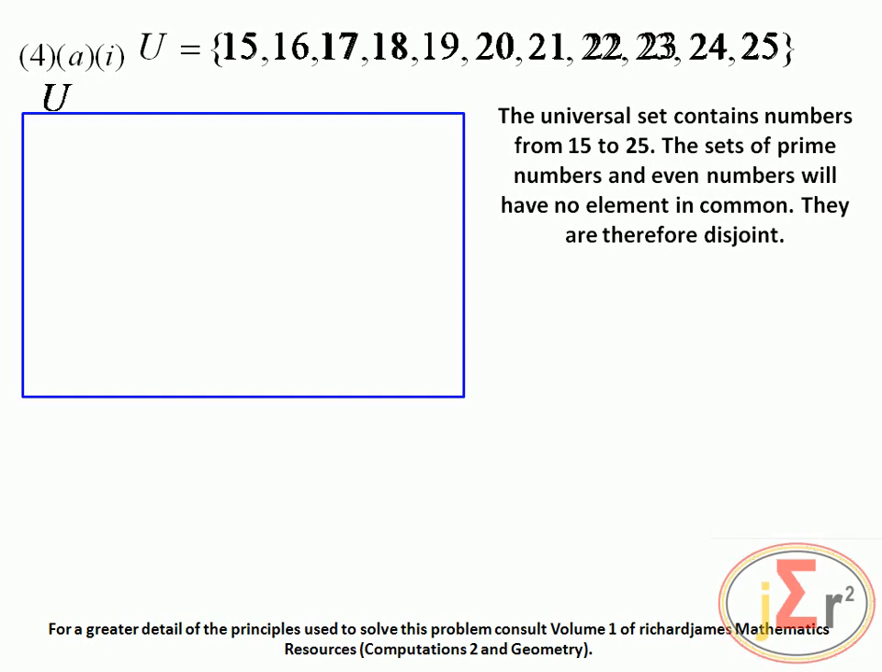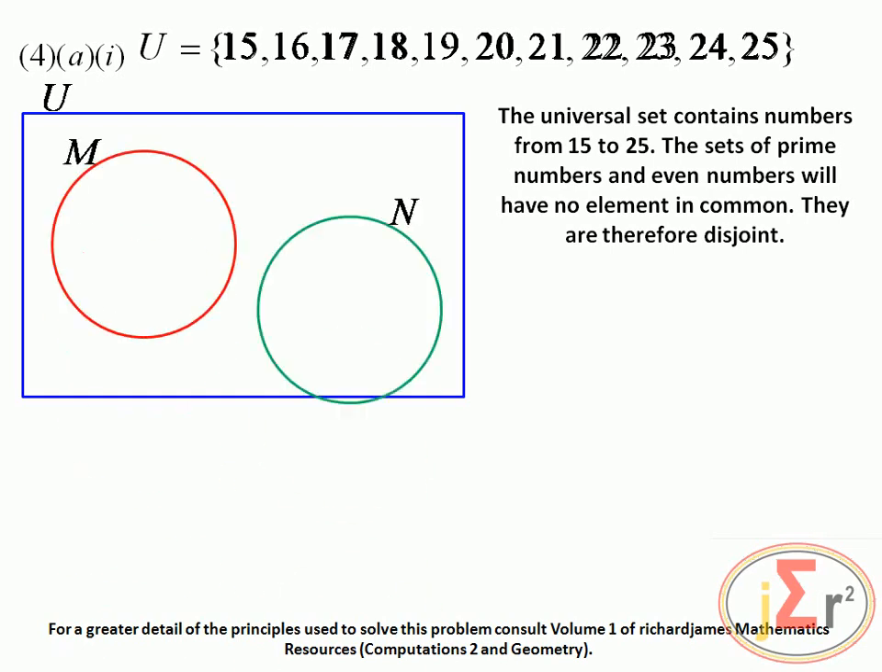The sets of prime numbers and even numbers will have no element in common. The sets will be disjoint. It is disjoint because we are starting at 15. We are not starting at 1 or 2, in which we know that 2 is an even prime number. So 2 is not going to be in any one of those sets. So we are sure that since 2 is not involved, the two sets will be disjoint.